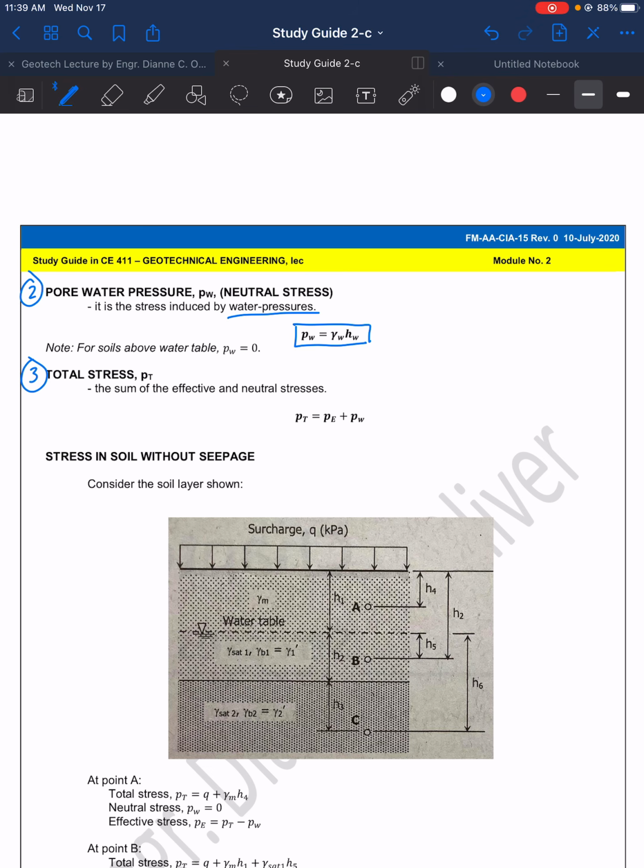And the third one, we have the total stress. It is the sum of the effective and the neutral stresses, or that is, it is the sum of the stresses induced by the particle-to-particle contact plus the stress induced by the water, or that is the water pressures. So P sub T is equal to P sub E plus P sub W, or that is P total is equal to effective stress plus the neutral stress.